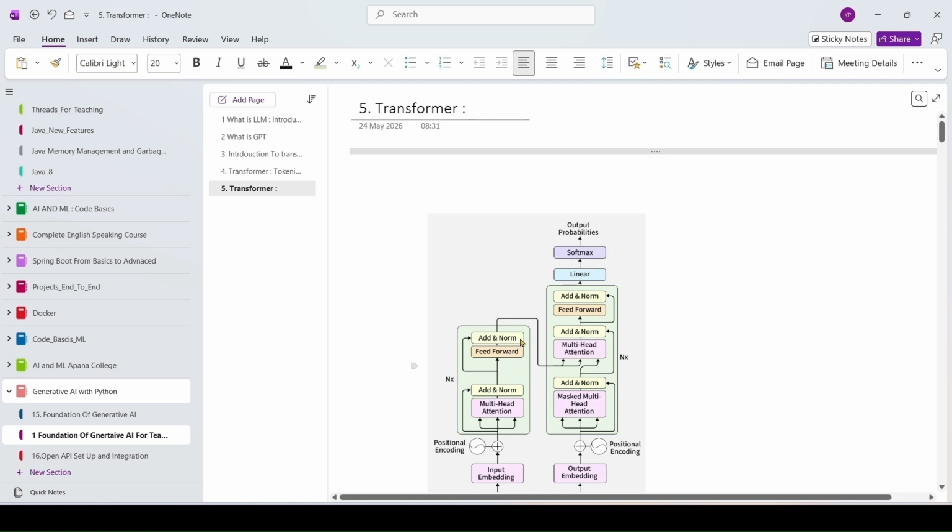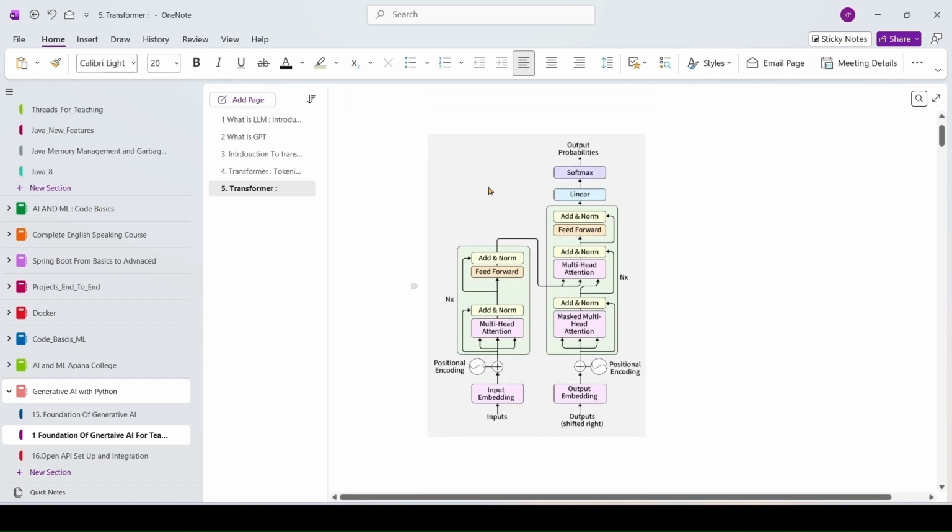In the last video, I talked about tokenization. In today's video, we will deep dive into transformer architecture. So this is how the transformer architecture looks like. On the left side, we have the encoder transformer. On the right side, we have the decoder transformer.